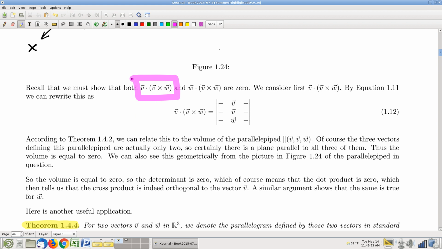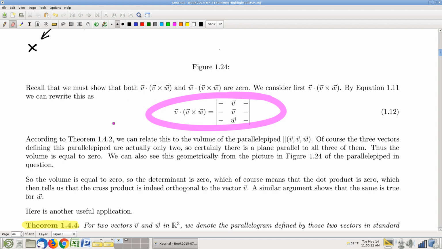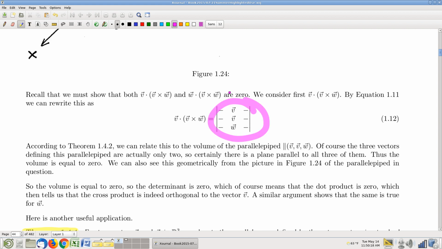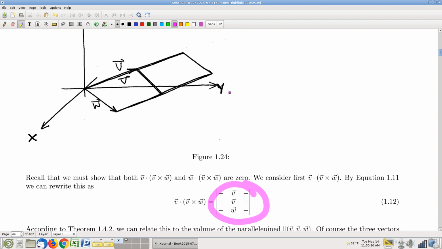This dot product that I need to compute to show orthogonality, that dot product, as it turns out, is, notice, a triple product. And triple products are determinants. Now, there it is. Okay, fine. Determinant. What do I know about determinants? Determinants tell me volumes, right?